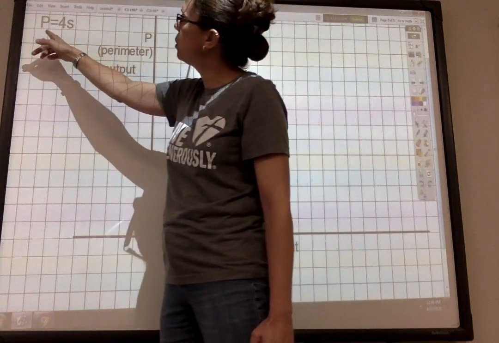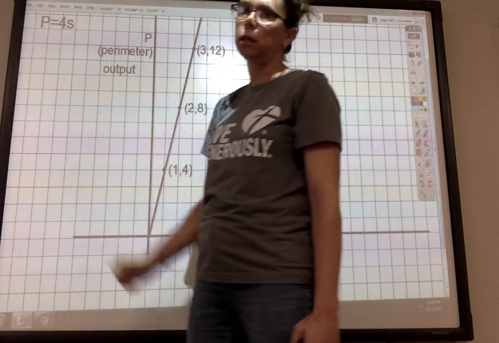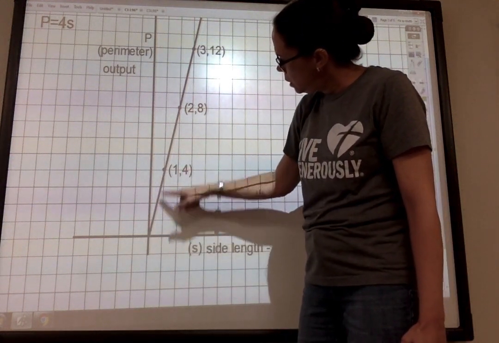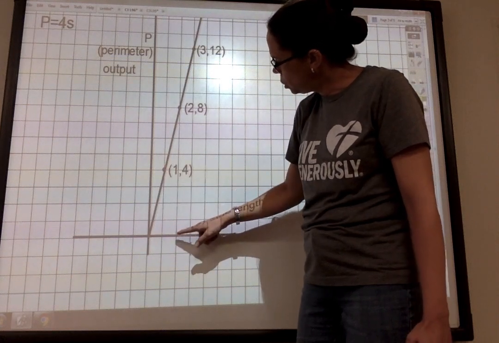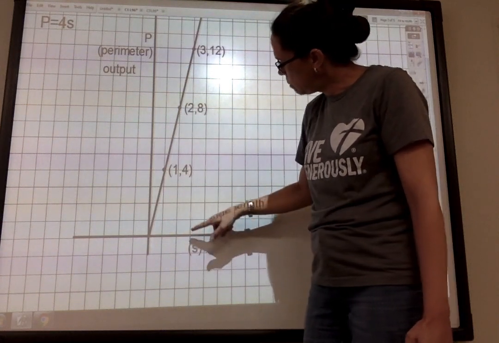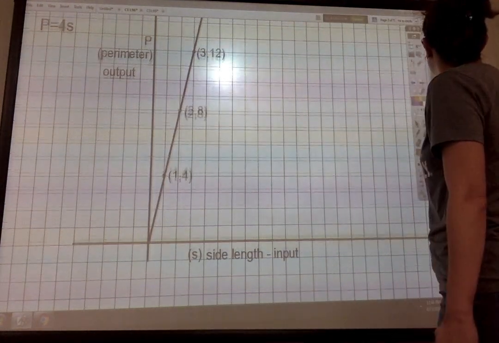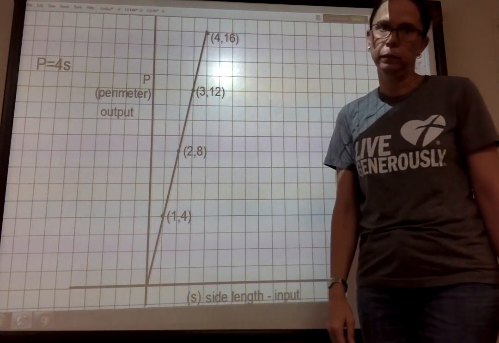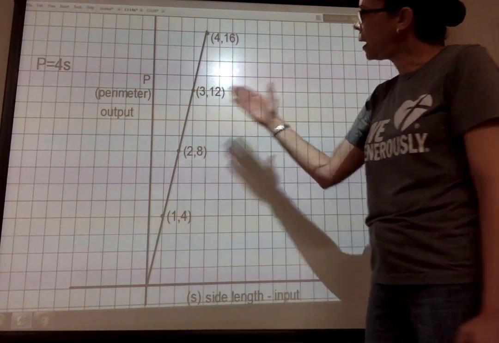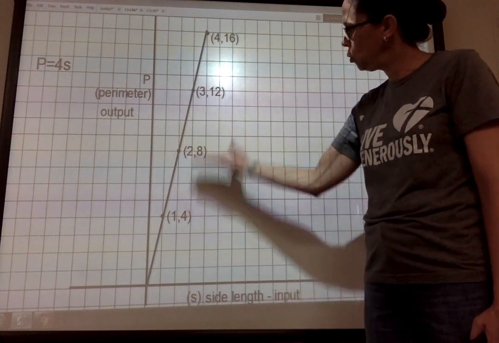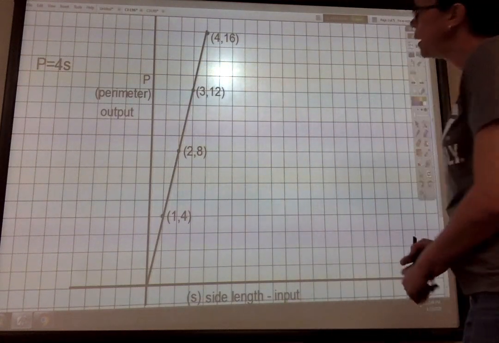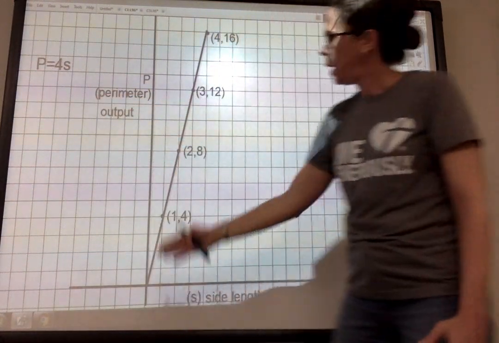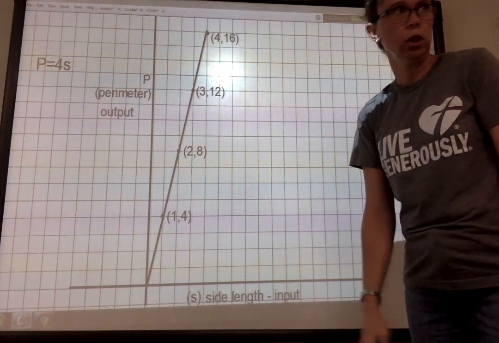Okay, so here's my equation, my function. Perimeter is equal to 4 times the length of the side. This is about a square. Okay, so if my side measures 1, the perimeter is 4. If my side measures 2, perimeter is 8. If my side measures 3, perimeter is 12. If my side measured 4, perimeter was 16. Okay, so I can take my input and output numbers and form them into coordinate pairs. Okay, so now from this equation, from this function, I was able to make a function table and a graph of the function.